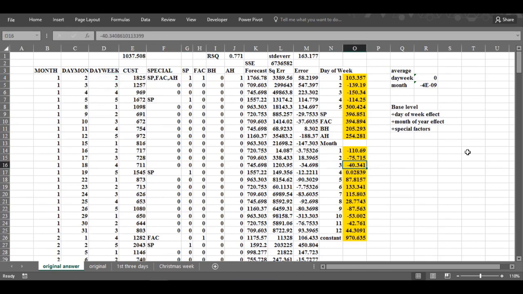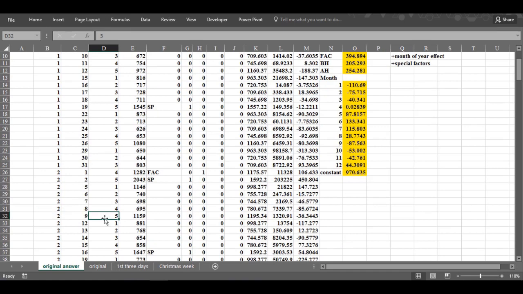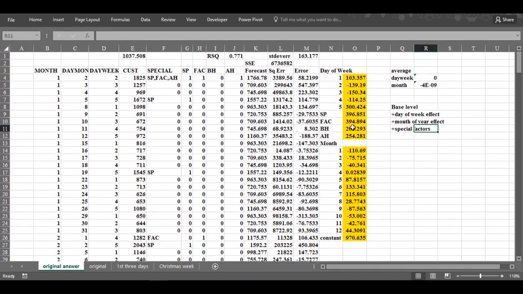You might say, how will we get that? Well, we use the Excel Solver. Then you would add on the month of the year effect. So like if it's February, you'd add on the February effect. Then if it was a special factor day, which are denoted by ones and zeros, this day was a staff payday, a faculty payday, or after a holiday. New Year's Day, that was a staff payday, that was just a faculty payday. But we'd want to add on the special factor effects.